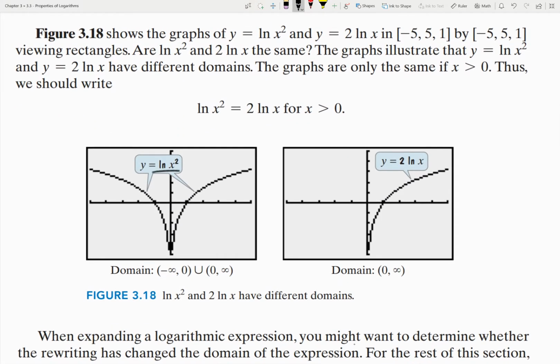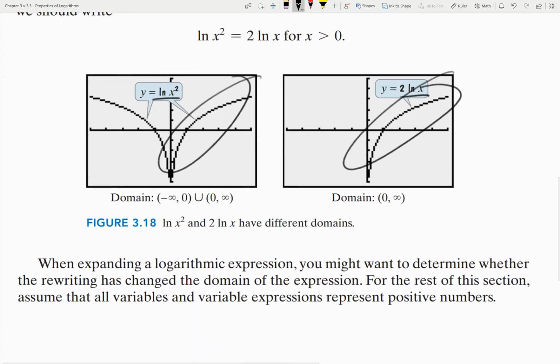When we look at the natural log of x squared and 2 natural log x, we can see that because we have x squared inside the logarithm, and we can't take the logarithm of negative numbers, if we plug, say, a -1 or a -2 into x squared, it's going to turn positive. And that does not happen with 2 natural log x. You can see that their branches on the right are the same. However, the domain of the natural log of x squared is twice as large. It has a branch on the left, whereas 2 natural log x does not. This is something that can happen.